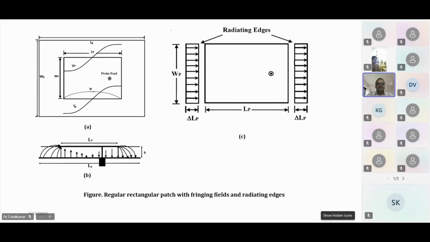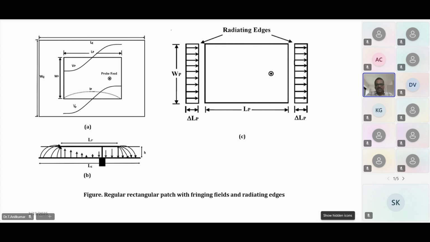These radiating edges generate fringing fields. Due to these fringing fields, the radiating edges look a bit longer. That longer distance is considered as delta L, and through these edges, according to the maximum power transfer theorem, the power is delivered to the edges. Whenever there is a constructional change at the patch, because the ground plane is somewhat bigger compared to the rectangular patch, the radiated power is going to try to escape.